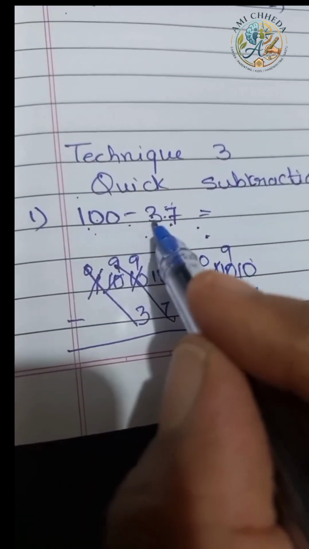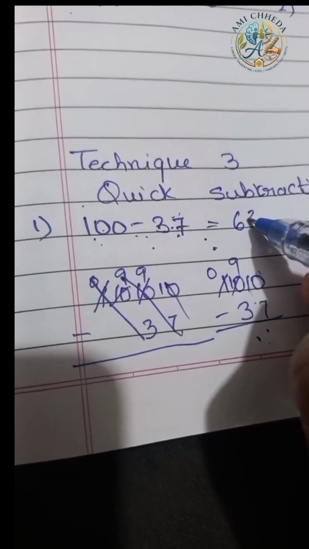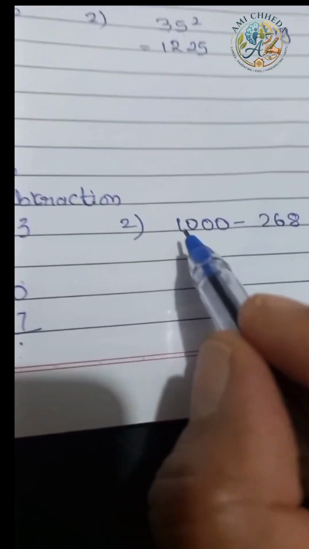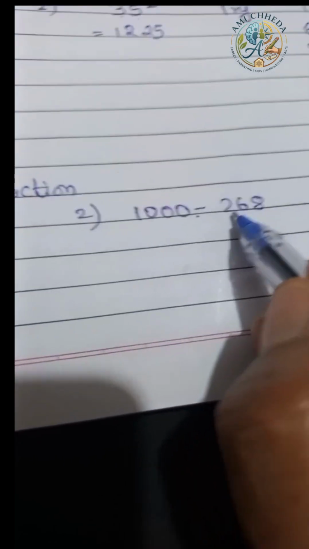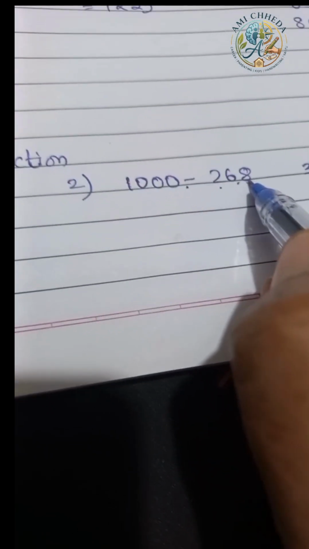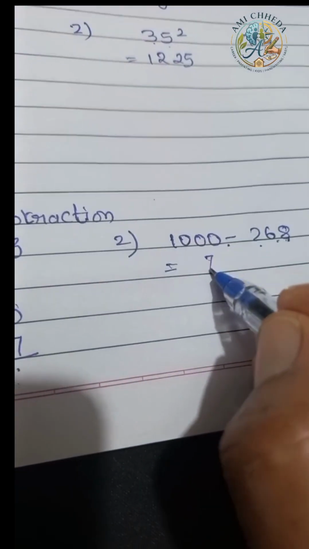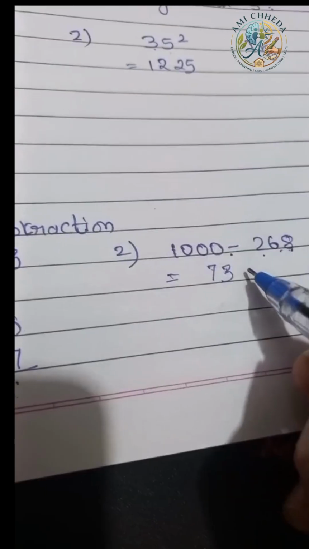All numbers from 9, last from 10. So 9 minus 3 will be 6, and 10 minus 7 will be 3. So the answer will be 63. Same way here. Now see, it is 1 followed by 0, and it has a 3 digit number, 268. What was the formula? All from 9, last from 10. So 9 minus 2 is 7, 9 minus 6 is 3, and 10 minus 8 is 2.